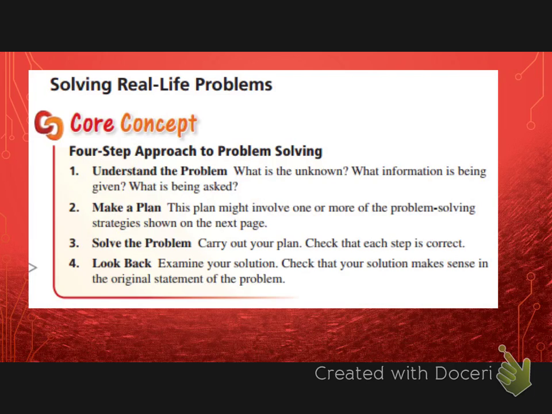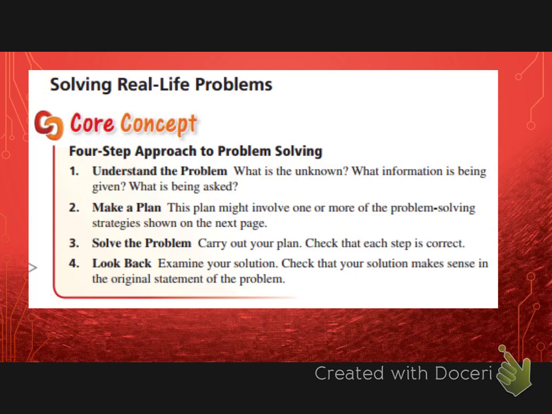Now, how are we going to use this information in real life? Well, there's a 4-step approach to problem solving. First, you need to understand the problem. What is the unknown? What information is being given? What is being asked? That you got to figure out. Now make a plan. This plan might involve one or more of the problem-solving strategies that we'll show a little bit later here. And then you want to solve the problem. Carry out your plan. Check that each step is correct.